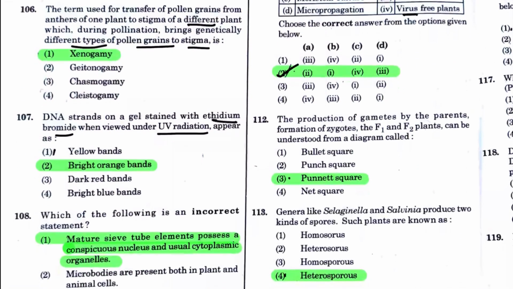Okay, for 112 they have asked the production of gametes by parents, the formation of zygotes, F1, F2, everything can be understood from a diagram. And what is the diagram? It's a very easy question, right? So the answer is Punnett square.